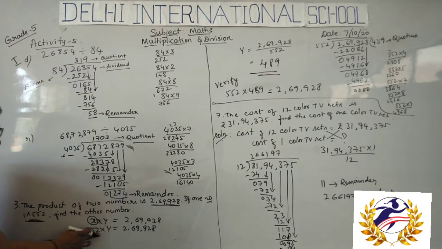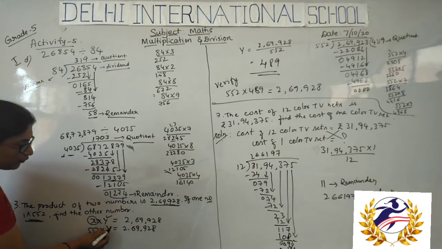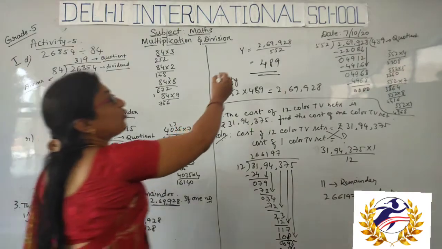One number they have given, so think that x is 552, and the other number we need to find out. That's why I need to find y. That's why I will take y here.